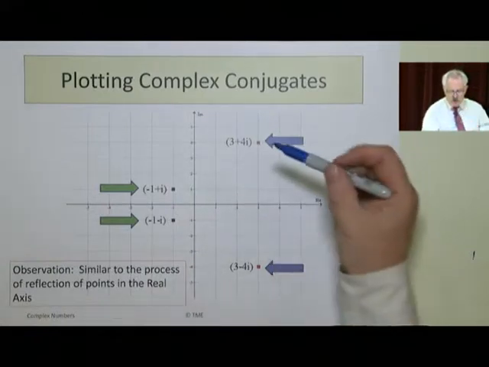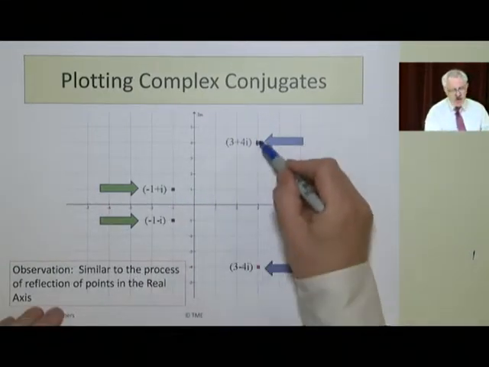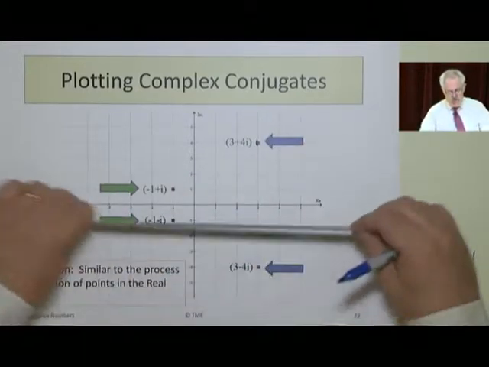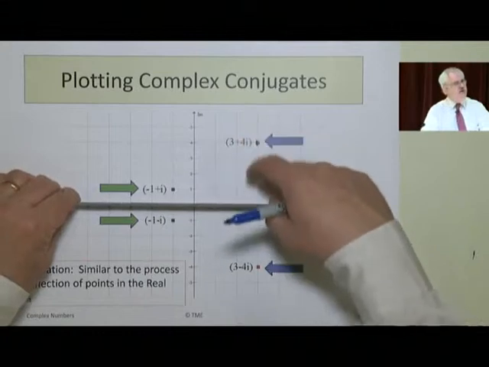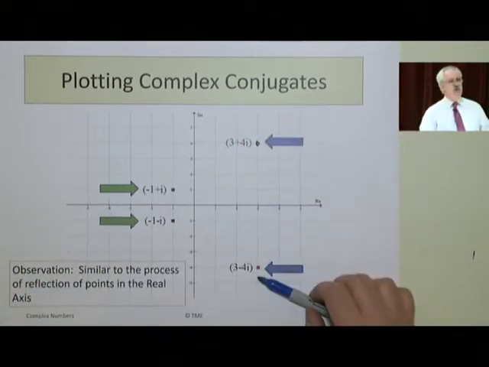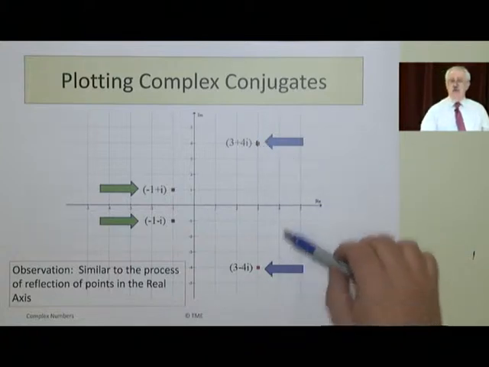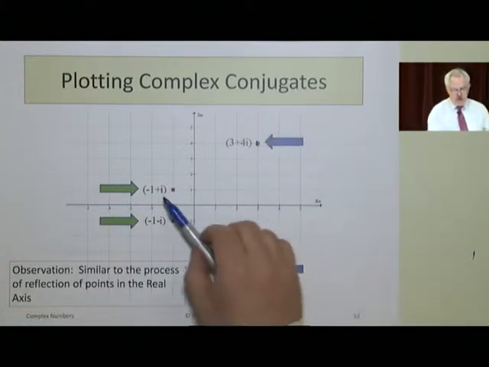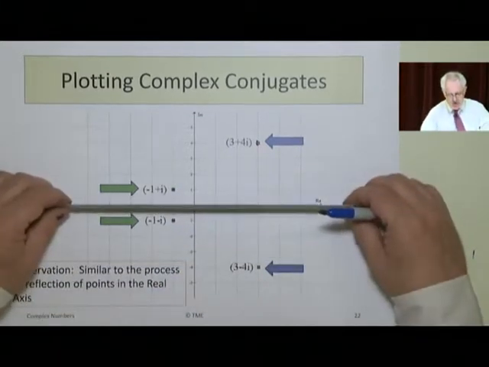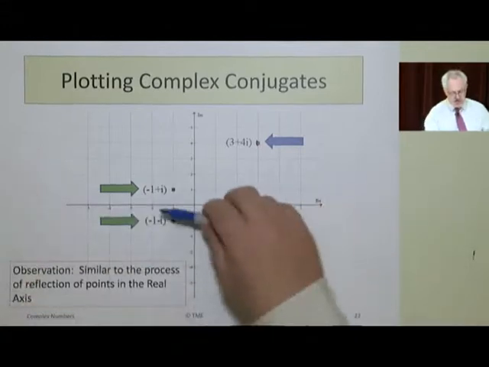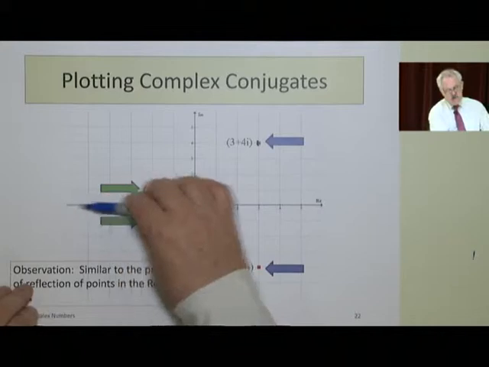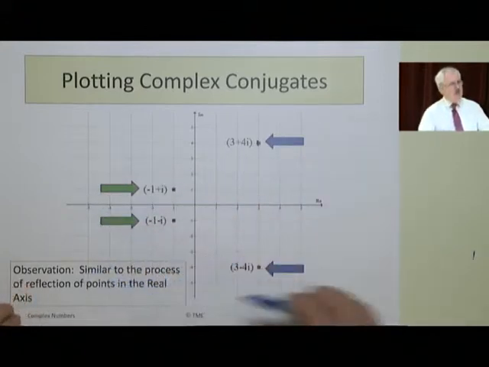Here's a complex number, 3 plus 4i. It's 3 out and 4i up. If this was a mirror here, and you imagine yourself looking into the mirror, on the other side you'd get 3 minus 4i. That's its twin. Similarly here, minus 1 plus i, if you look into the same mirror, the same real axis, you get minus 1 minus i. And it's almost like the reflection in the real axis.